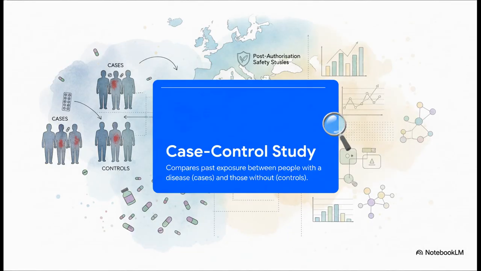But what if you're studying a really rare disease? A cohort study might take forever. That's where a case control study can be much more efficient. This design basically works backwards. You start with people who already have the condition. We call them the cases. Then you look back into their past to see how many of them were exposed to the drug. And you compare that to a similar group of people who don't have the condition, the controls. It's like being a detective, looking for clues in the past.